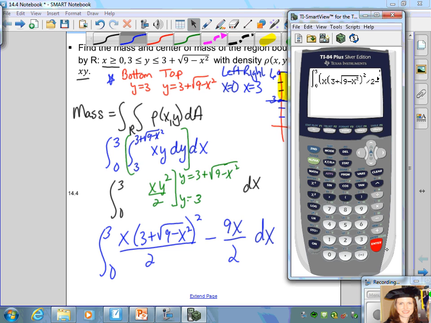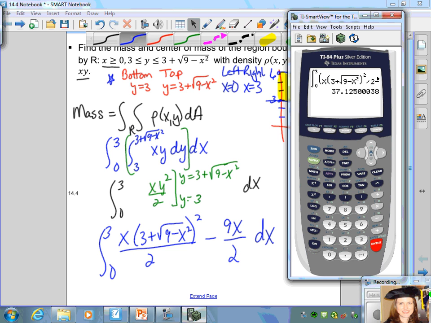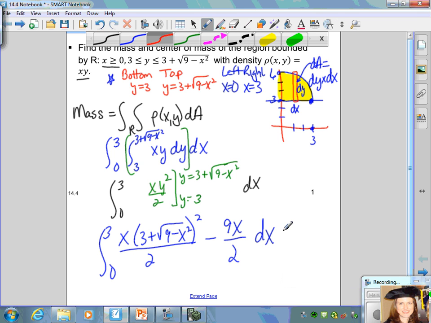Let's press enter, give it a minute, and get the decimal approximation. So when you evaluate this definite integral, then it's 37.125 approximately. So that's the mass of this planar lamina.